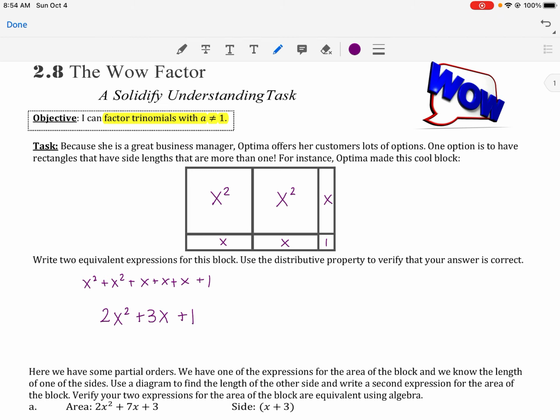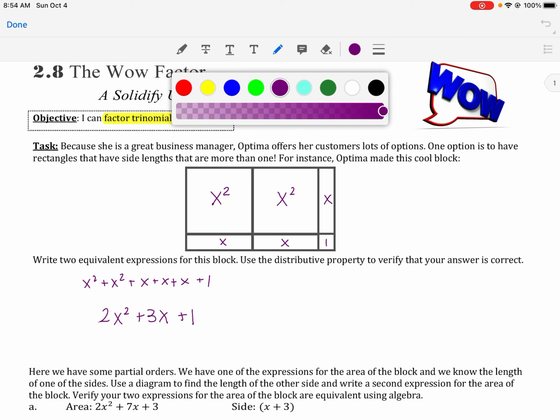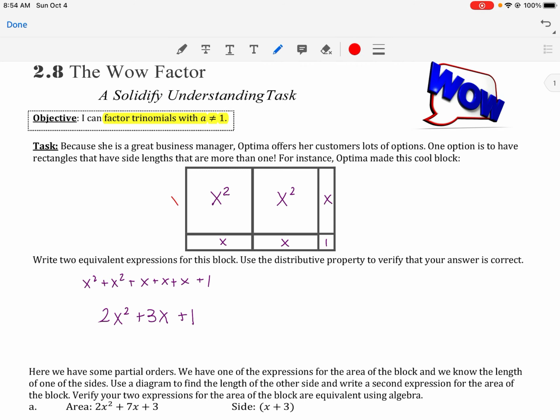If I wanted to think about the outside of it though, this side length is x plus 1. Notice this side length is x plus 1. So that's the same as 2x plus 1. So thinking about the area then, we would multiply 2x plus 1 times x plus 1. And we're saying, hey, these 2 expressions are equivalent.